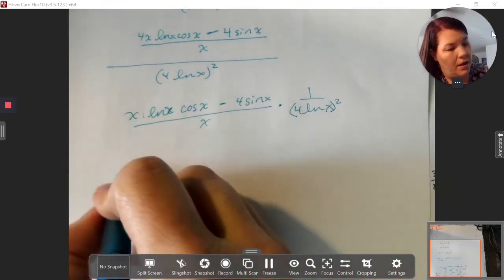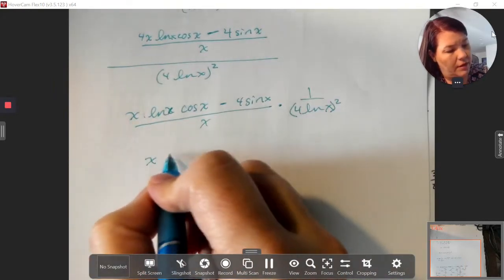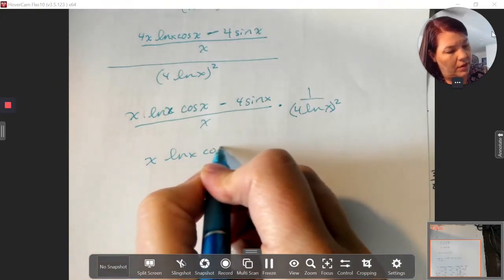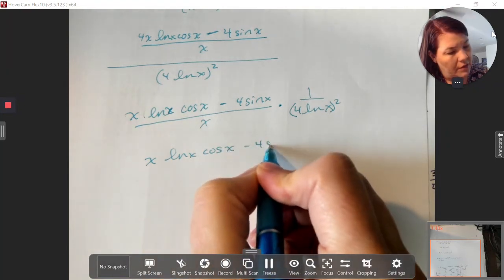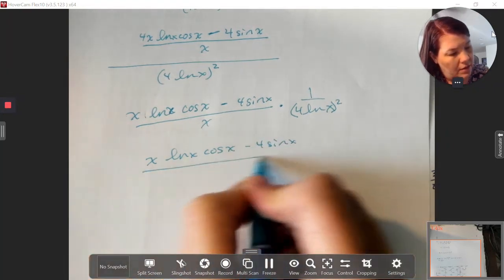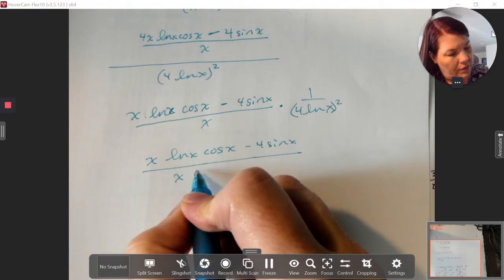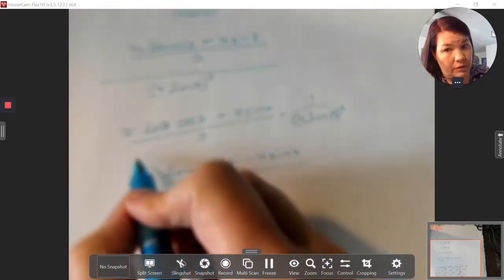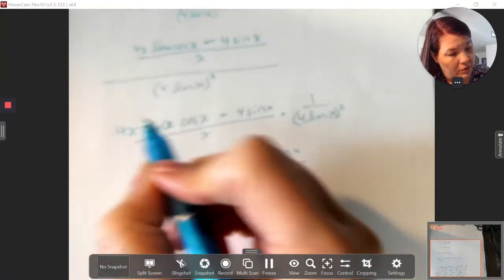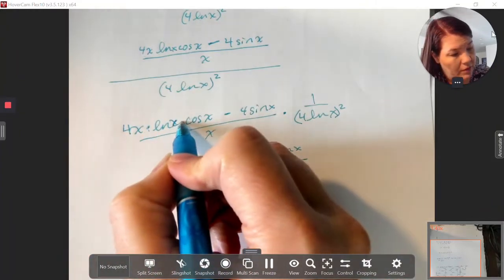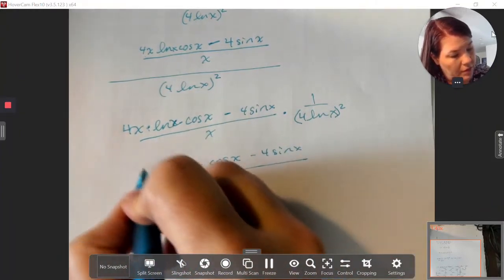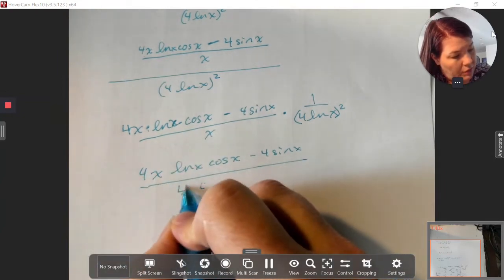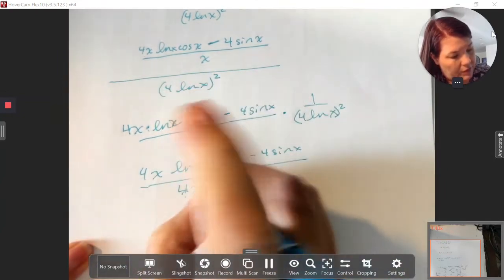Okay, and then x ln x cosine x minus 4 sine x all over 4x, excuse me. Where did this 4 go? It disappeared. Excuse me for making that disappear. It should be there. Okay, anyway. 4x, excuse me, wrong.